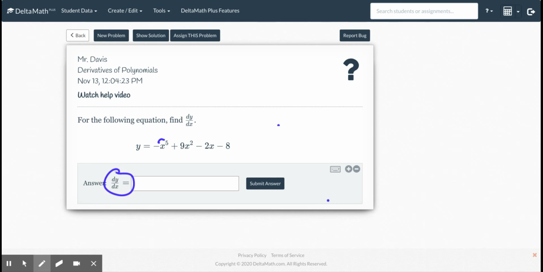Sometimes you'll see dy dx. It could just be d over dx. It could be f prime of x. It could be y prime. All of those mean derivative. So in this case, dy dx, that's what it means.